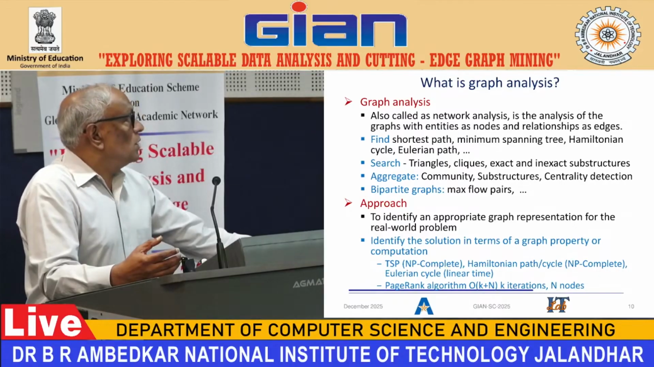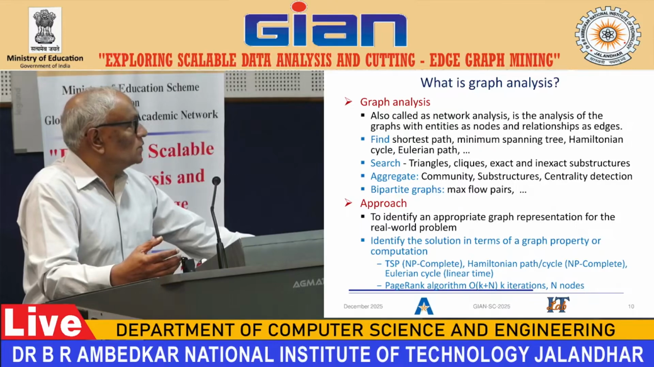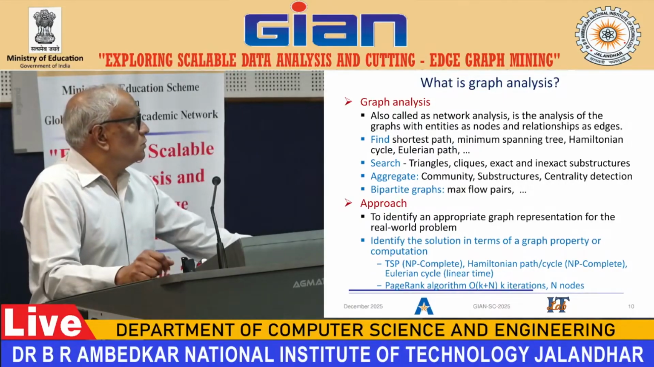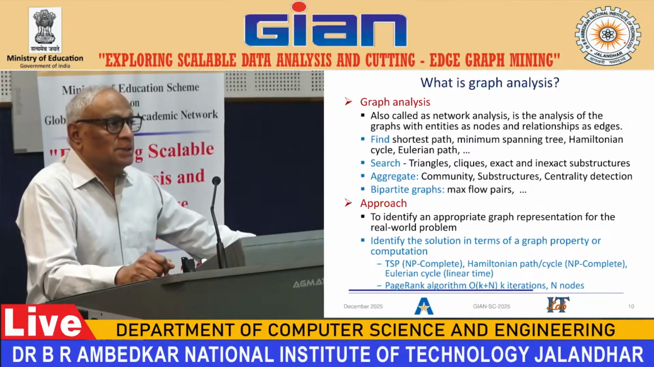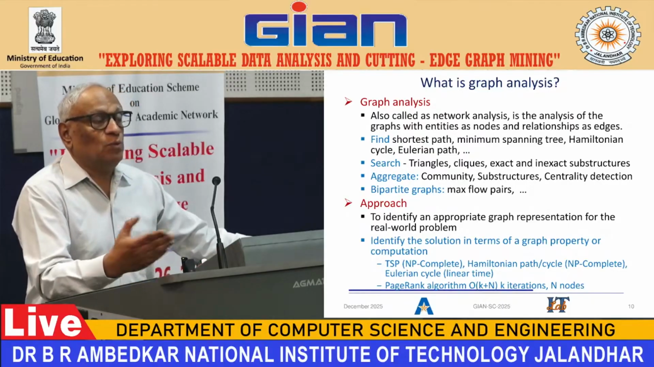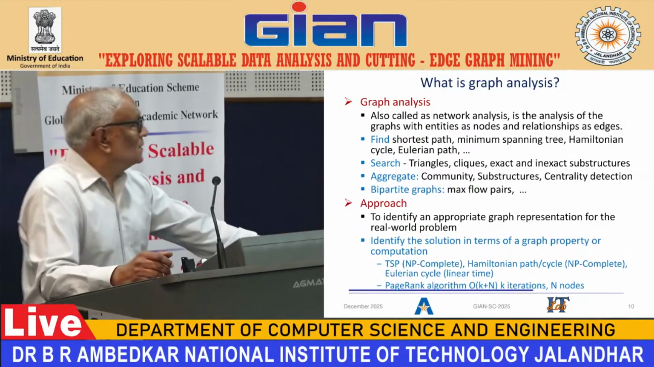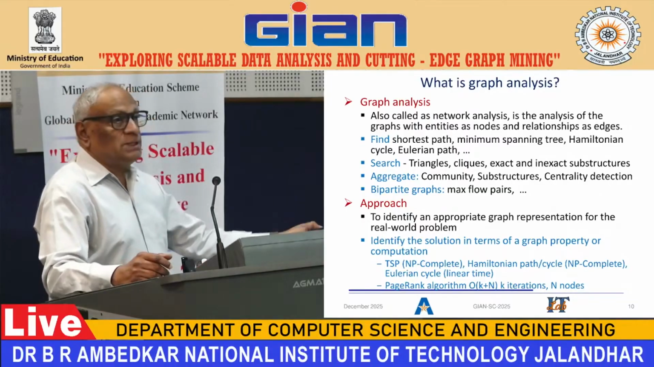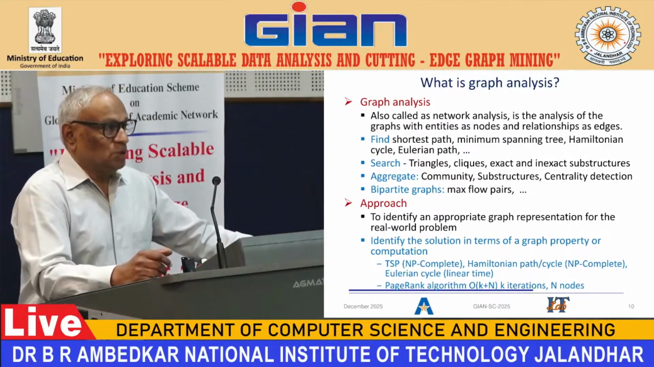In addition, you may want to search for communities. You may want to search for substructures. You may want to search for centrality nodes. You may want to consider bipartite graphs, max flow pairs. There is a lot of work in max flow pairs in the area of electrical engineering and others. So somebody has to come up and develop these algorithms, and somebody has to use those algorithms.